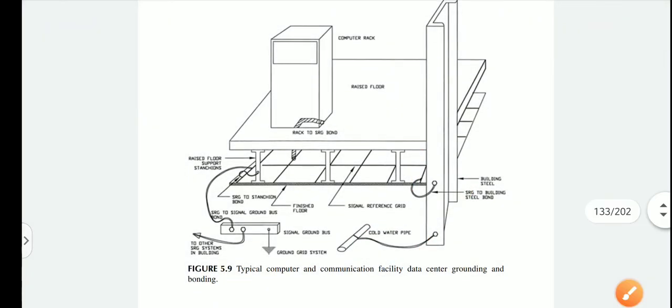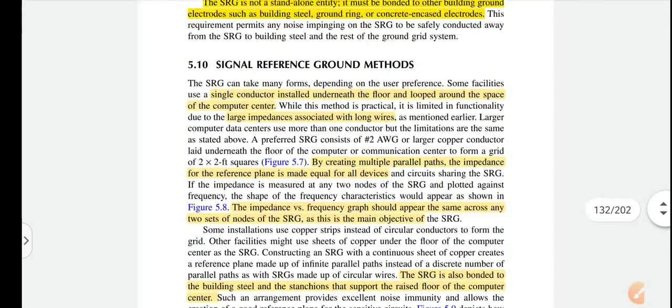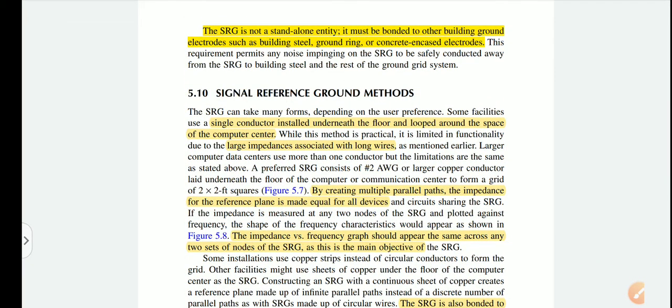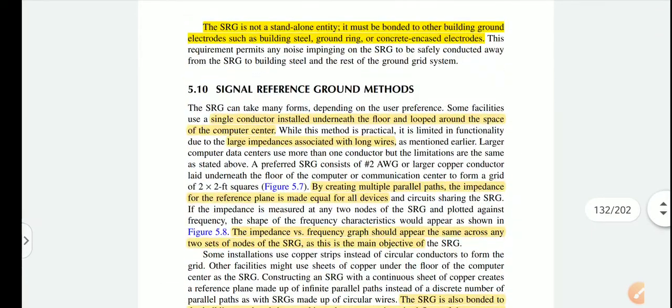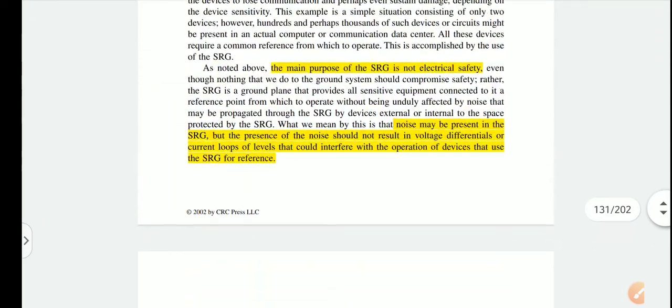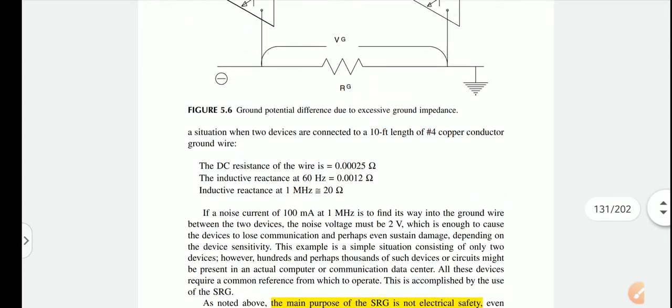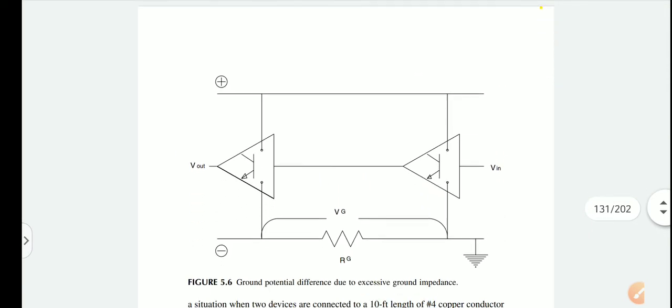So in this way, what we can understand from this is the signal reference ground method, how we can do it, what its importance is, and how it is useful for sensitive equipment.